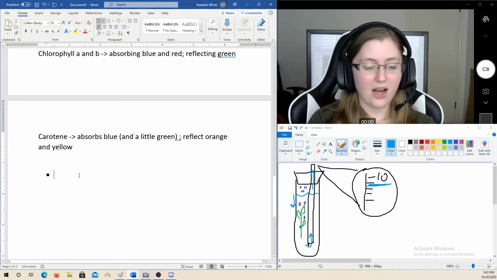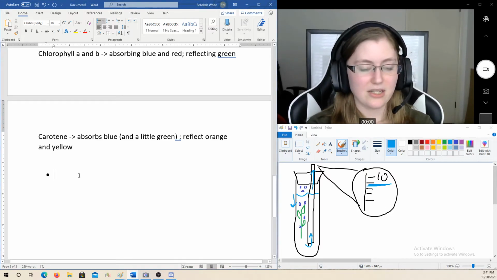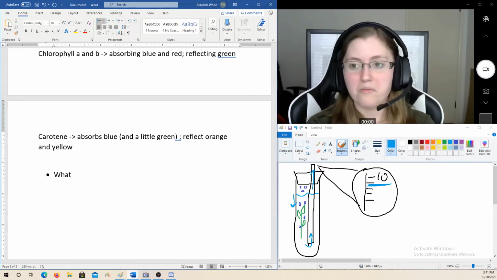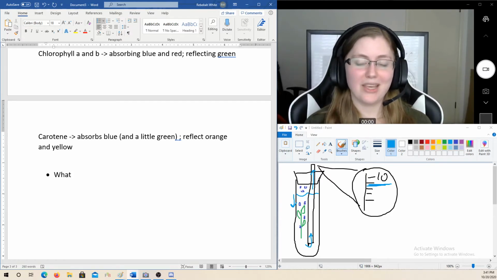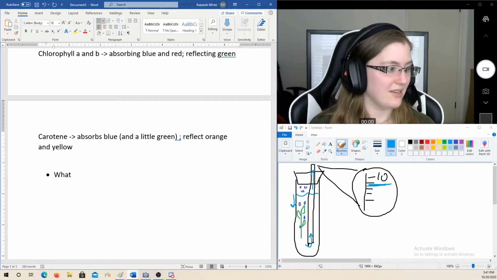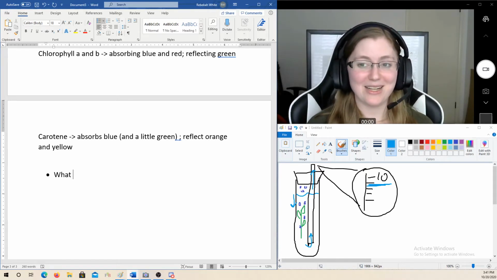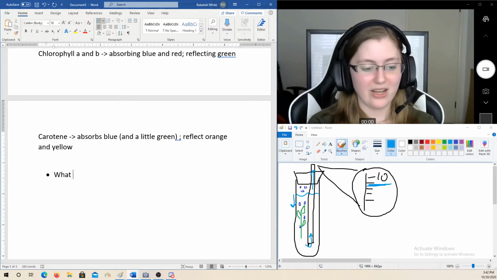Okay. So we've got to get to our last topic. So let's talk about what sort of things can impact photosynthesis. What sort of things can impact photosynthesis negatively? What can go wrong?